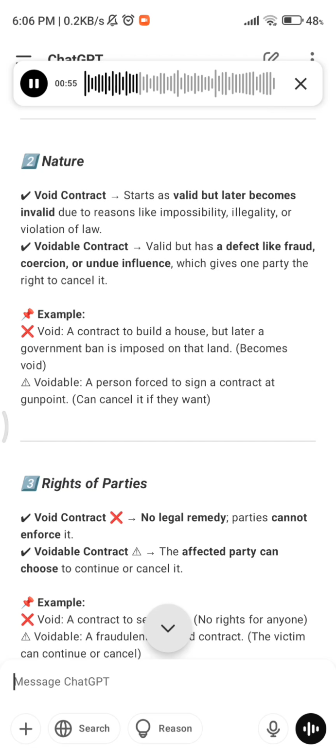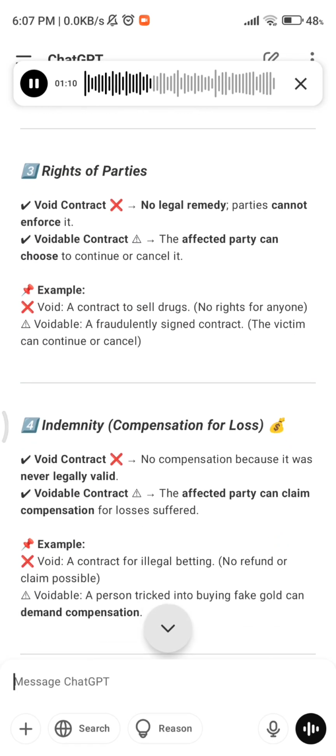Example. Void: a contract to build a house, but later a government ban is imposed on that land, becomes void. Voidable: a person forced to sign a contract at gunpoint can cancel it if they want. 3. Rights of parties. Void contract: no legal remedy, parties cannot enforce it. Voidable contract: the affected party can choose to continue or cancel it. Example, void: a contract to sell drugs. No rights for anyone. Voidable: a fraudulently signed contract. The victim can continue or cancel.